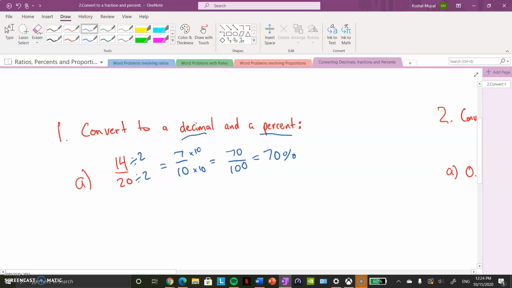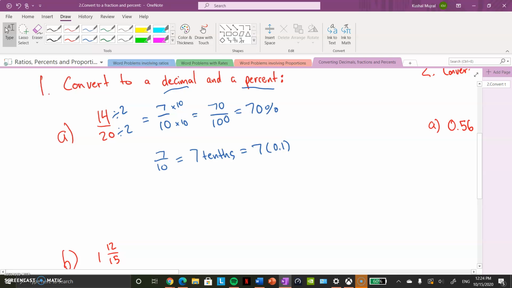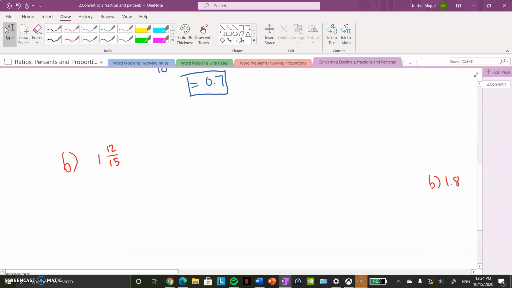Okay, and then how do we convert this to a decimal? Well, 7 over 10 is the same as 7 tenths. This is just 3 ways to write 7 tenths, which is just 0.7. Okay? Let's take a look at this question.